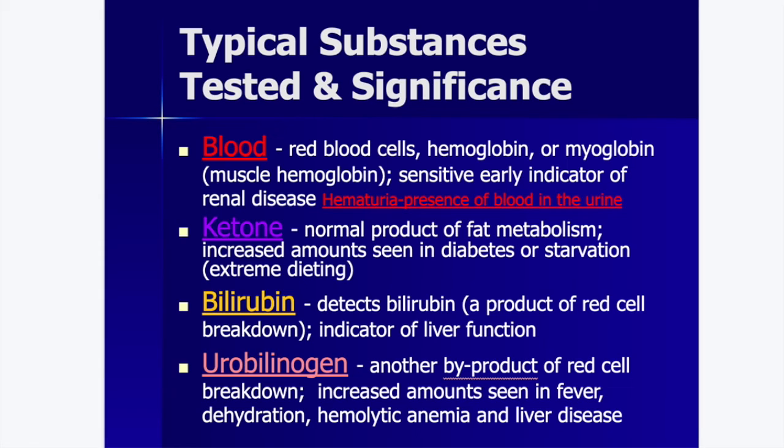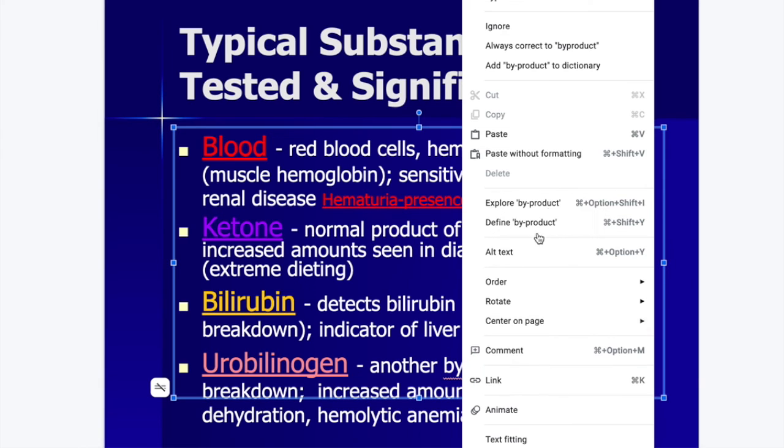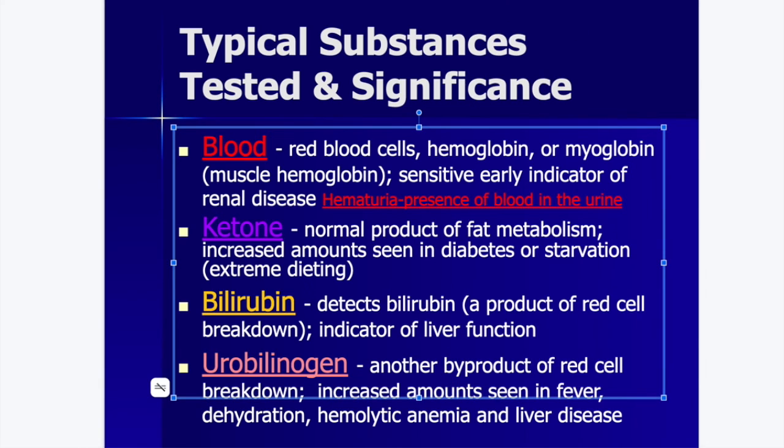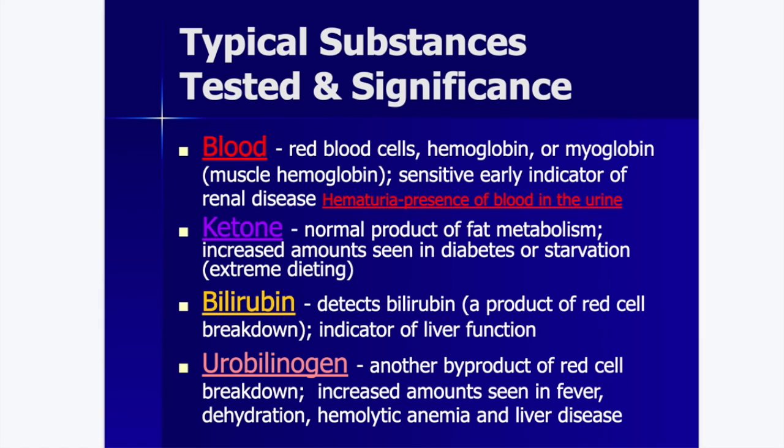Ketones are a normal product of fat metabolism. It's going to be increased in amounts if a person is diabetic or if they are extreme dieting or following kind of like a ketogenic way of eating. Bilirubin detects bilirubin, which is a product of red blood cell breakdown, and it is going to be an indicator of our liver function.